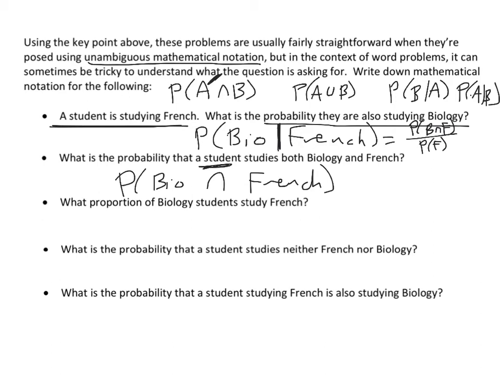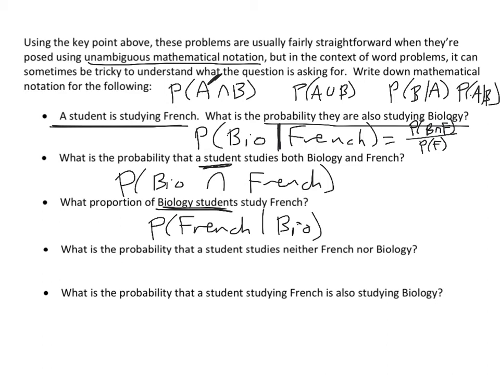Next one, what proportion of biology students study French? Does this problem have a condition in it? Is there some prior assumption being made here? There is. It says, what proportion of biology students? In other words, it's almost like you're walking into a bio class, looking at the bio students that are there, and saying, hey, raise your hand if you're studying French. So what proportion of biology students study French? This would be the probability of French given bio. I know that one can be a little bit confusing, so if you need to, pause the video, rewind, and listen again, making sure you understand why bio is a condition here.